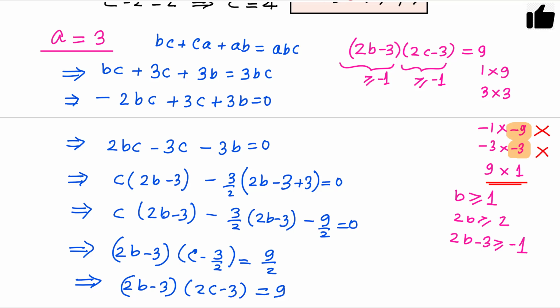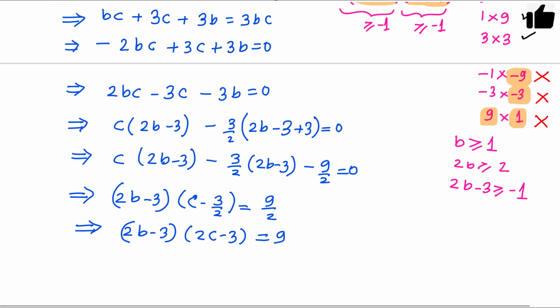Now this one is also neglected because in this case C is smaller but B is larger. The value of this corresponds to 2B minus 3 and this corresponds to 2C minus 3. This means this pair will result in a solution where B will be larger than C, but we have made the assumption that C is the largest number. So this is also not accepted. So I have to consider only two cases, this one and this one.